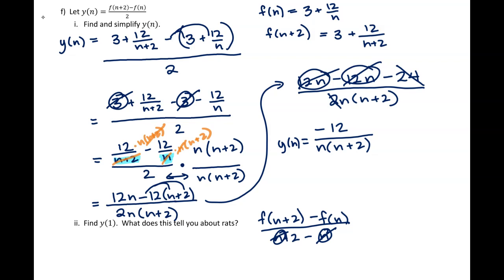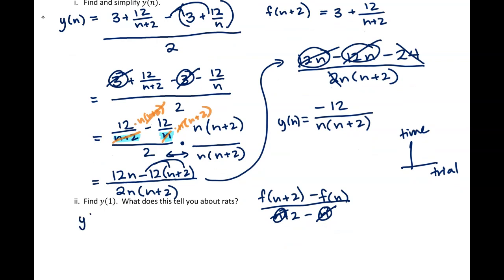So it's telling me the average rate of change, and remember this f function was time to complete a trial and which trial you're on. So this is telling me the average rate of change in the time with respect to how many trials you've gotten. In particular, we were supposed to find y of 1. Sorry, I didn't reread my own problem. So let's go ahead and plug that in, but I've already gotten us a head start on the interpreting. So we'll get negative 12 over 1 times 3.